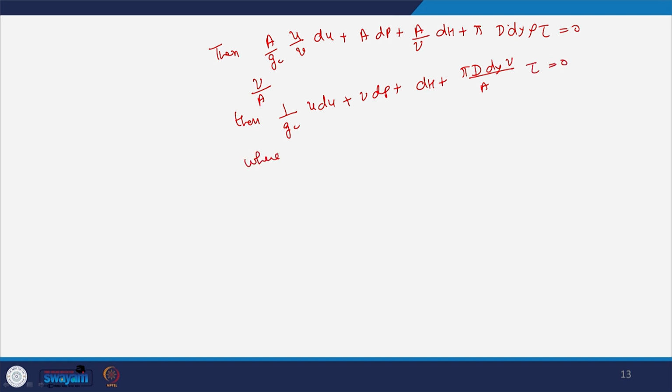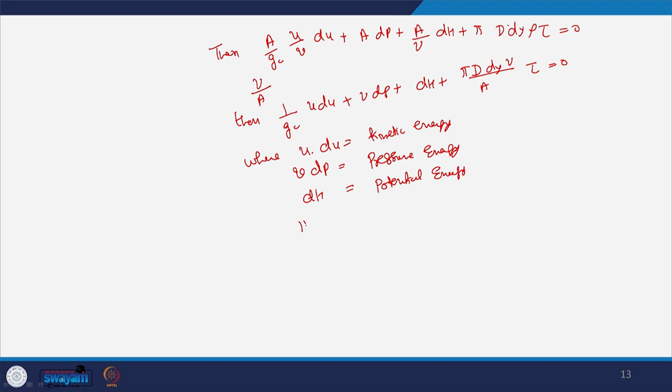Now where u du is equal to kinetic energy, V dP is equal to pressure energy, dH is equal to potential energy, and pi d dy V upon A tau is equal to friction or losses.